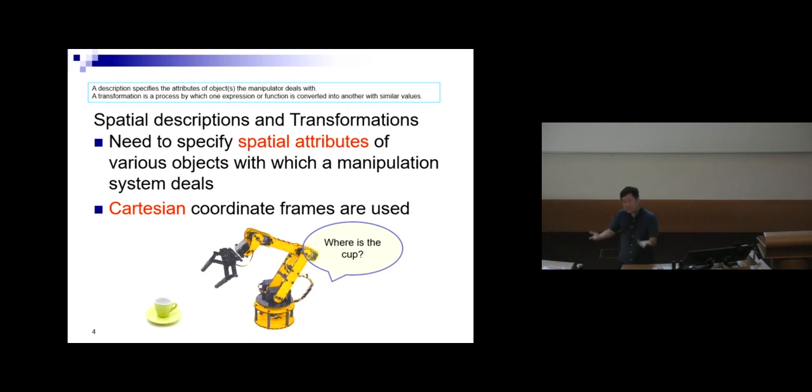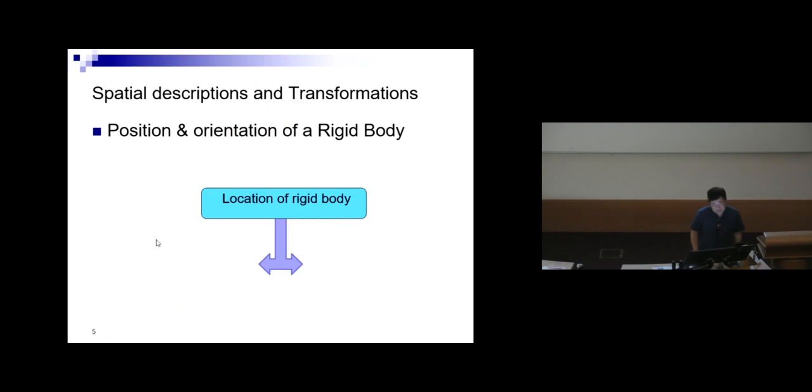When you move on to robotic vision, you may find that the image may have its own coordinate system that deviates from the right-hand coordinate system, but we will not be covering that. It's not within the scope of this module. When we talk about the spatial description, we want to know the position as well as the orientation of a rigid body.